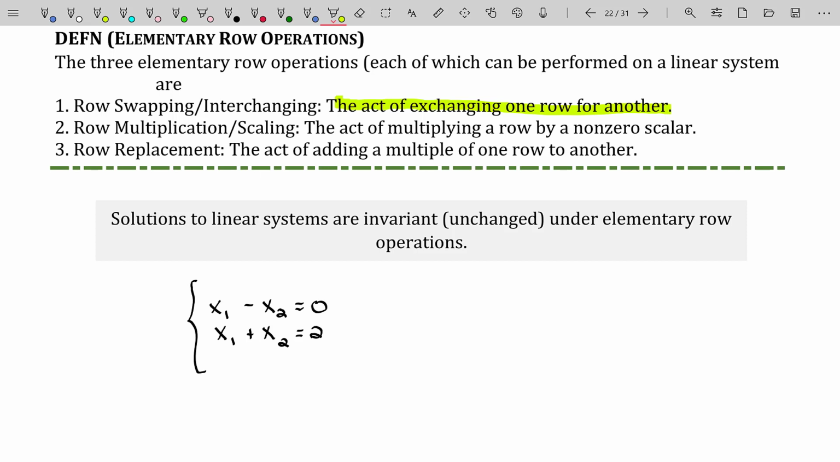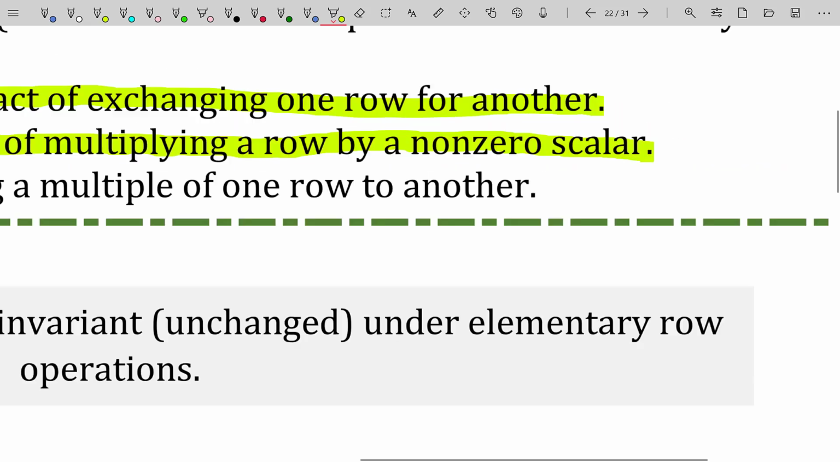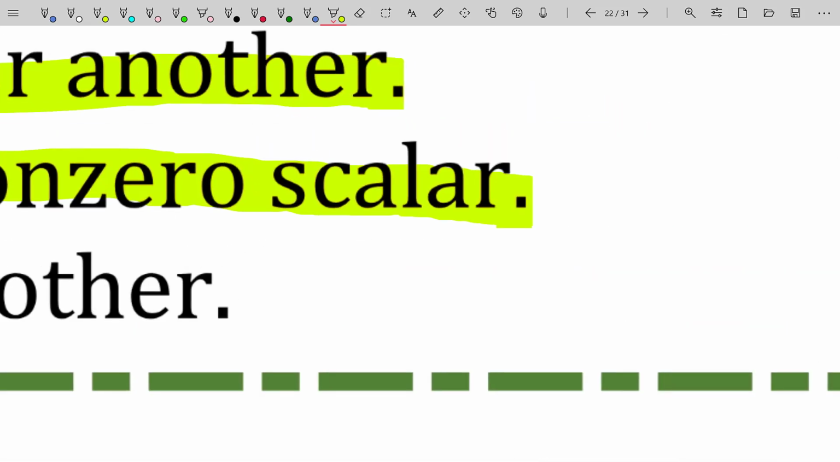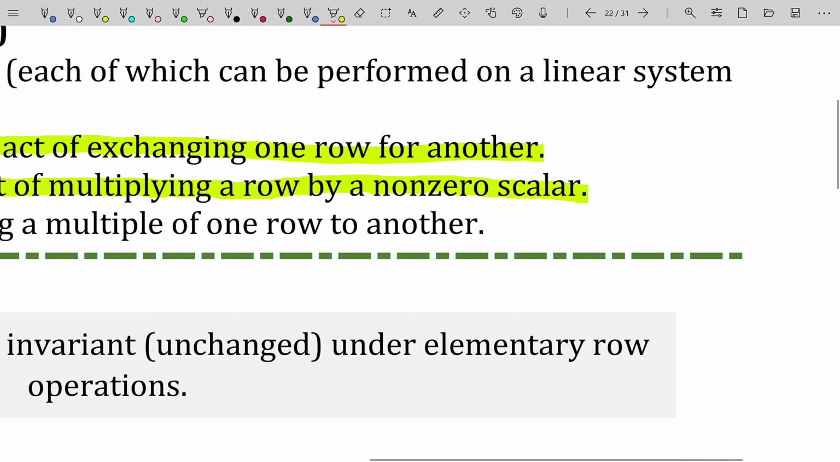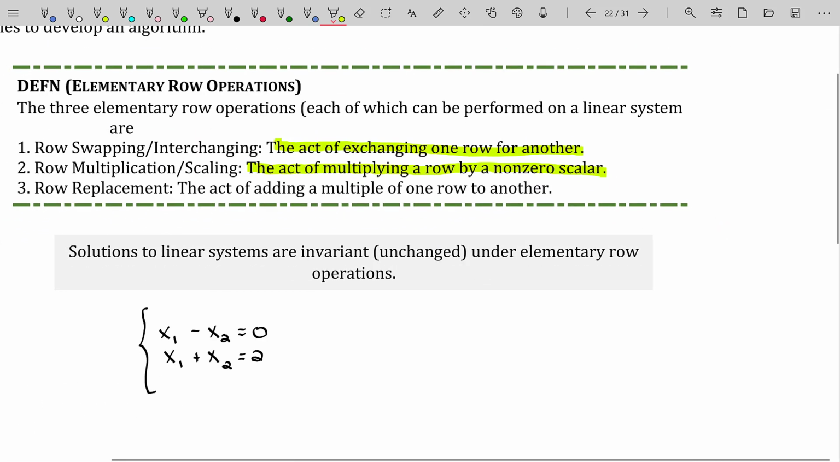The second row operation that will not change the solution to the system is row multiplication, which is called scaling. You're changing the scale of a row. And that's the act of multiplying a row by a non-zero scalar. If, by the way, you don't know what a scalar is, it's a constant. It could be a real number. It could be an imaginary number with a non-zero imaginary part. But the one thing it's not is a matrix, and if you know the word, it's not a vector.